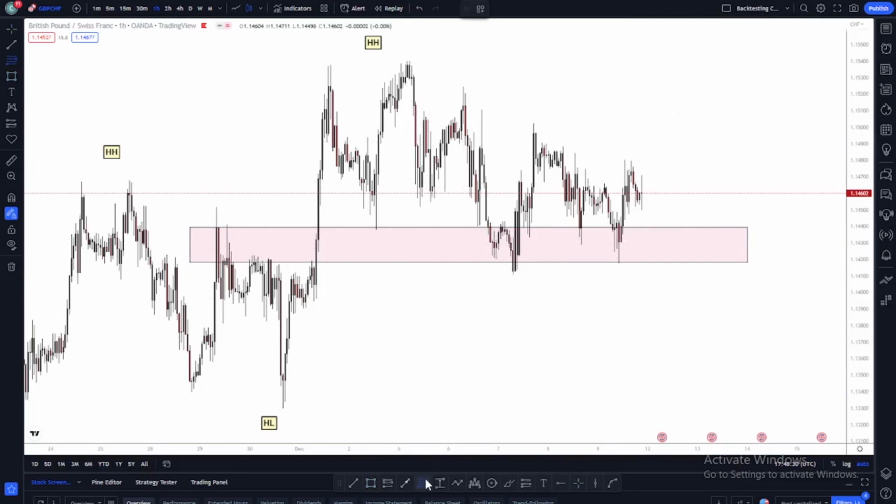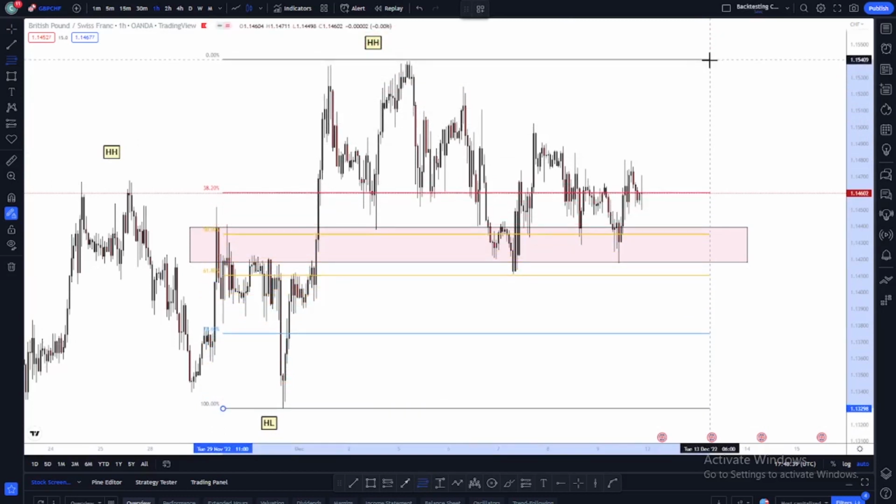If I'm to take my Fibonacci tool and draw from this higher low right here and drag to this higher high right here, we realize that this resistance is in confluence with our 50% Fibonacci level, or better still, it's in confluence with our golden zone, which is the 50% and the 61.8 Fibonacci levels. Do you all get it?